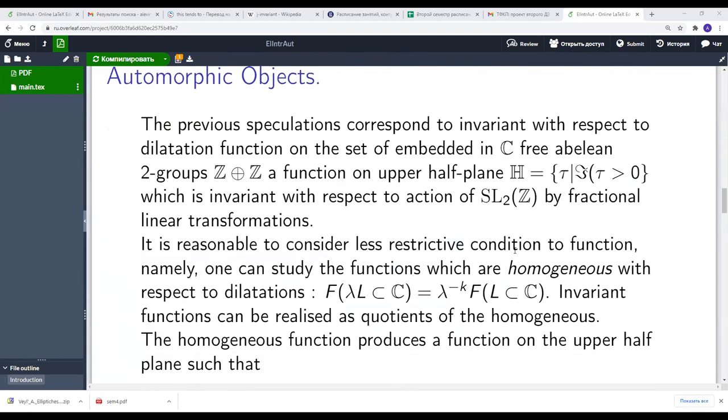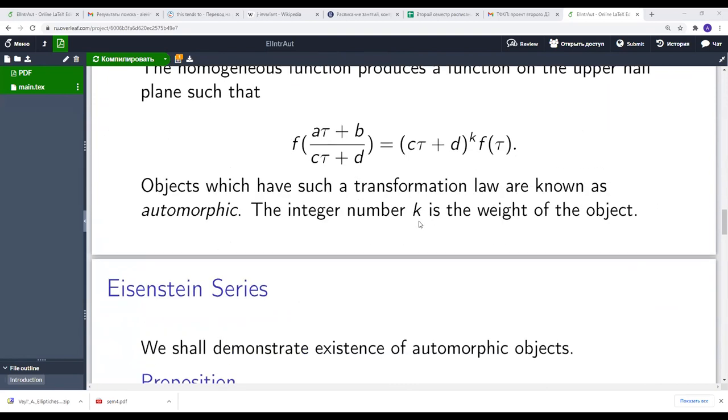This homogeneity condition leads to a function on the upper half plane, which transforms under fractional linear transformations, modular transformations, in such a way. This is an automorphic form. And the number k is the weight of this form.